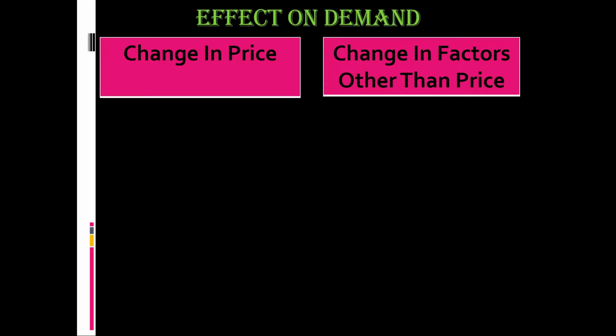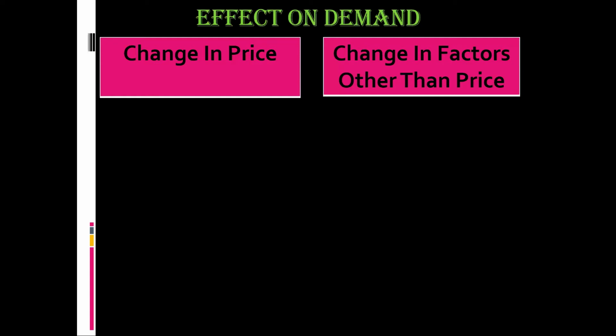Say for example, change in price. Price 5 rupees માંથી ઇન્ક્રીઝ થઈને 7 rupees થઈ ગયા, તો એ ચેન્જ ઇન પ્રાઇસ કહેવાય. એને કારણે ડિમાન્ડ ઉપર ઇફેક્ટ આવે. પ્રાઇસ 5 માંથી 7 થયા તો ડિમાન્ડ decrease થઈ જશે, because price increases, demand decreases. That is change in price.